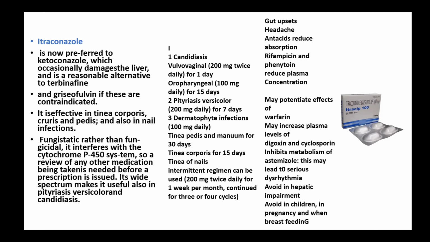Tinea of nails, an intermittent regimen can be used, 200 mg twice daily for 1 week per month, continued for 3 to 4 cycles. This is the pulse regimen. Tinea of nails, pulse regimen. Side effects include gut upset, headache, and antacids reduce the absorption, and rifampicin and phenytoin reduce the plasma concentration.